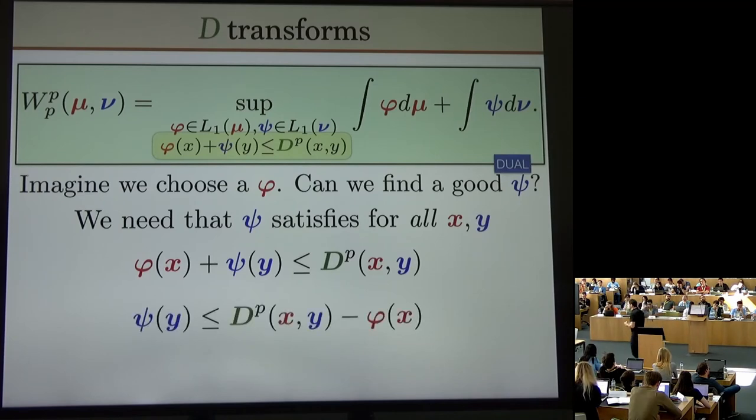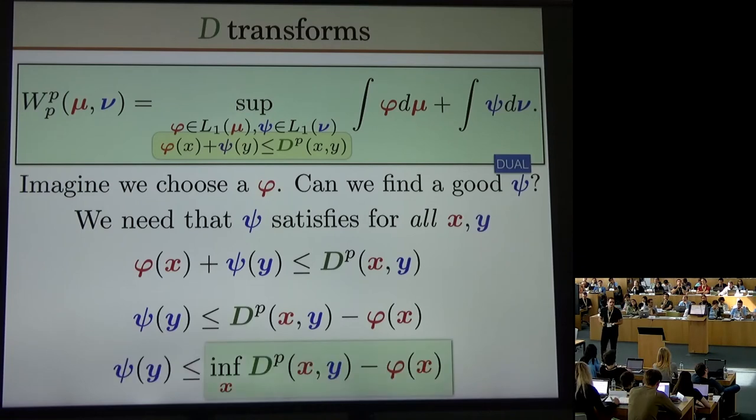That's fine. Let's flip things the way we want them. It means that this function psi needs to satisfy that for every x, y, psi of y is smaller than d of x,y to the power p minus phi of x. Okay? In particular, this must be valid for every y, so why not take it for all y's? If you make it for all y's, it's simple. You just say, well, it has to be smaller than something that depends on the y's. Let me take the worst possible one, so that way I'm safe.